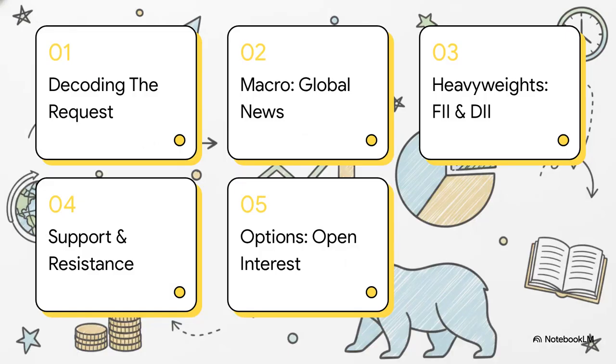Here's our game plan. We're going to start by decoding the request itself, then look at the macro picture with global sentiments and news. After that, we'll track the heavyweights, FII and DII, map out the technicals for support and resistance, and finally, dig deep into options and open interest data.